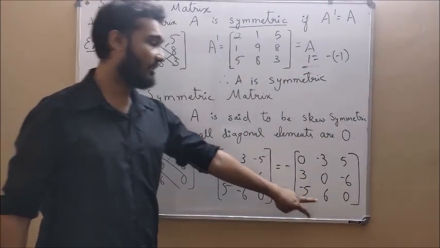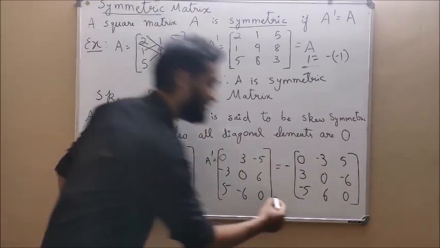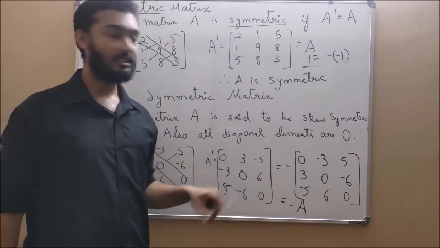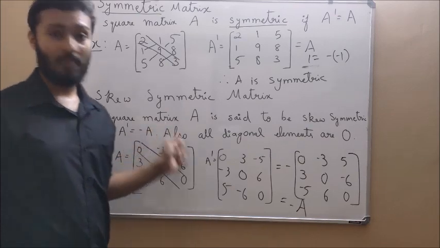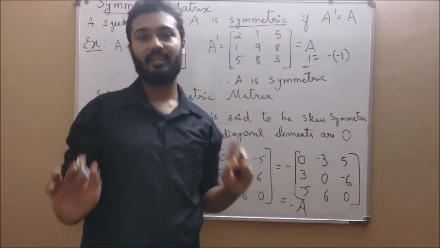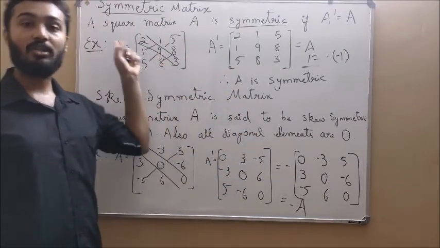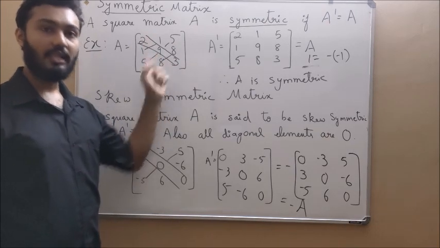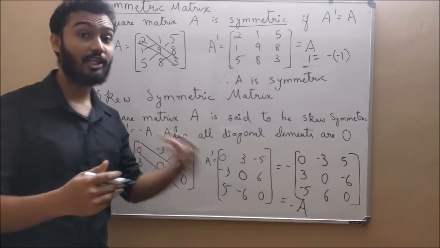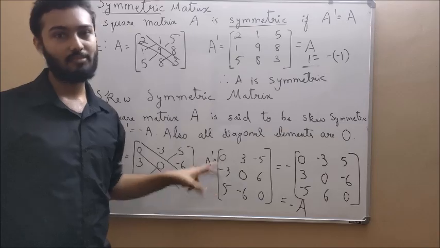So if you observe, this is nothing but the same as A. So in a skew-symmetric matrix, A dash equal to minus A. In a symmetric matrix, A dash equal to A. So that's the difference. In a symmetric matrix, above the diagonal, the elements are equal. In a skew-symmetric matrix, above the diagonal, elements are negative of each other. So this is symmetric matrix and skew-symmetric matrix.